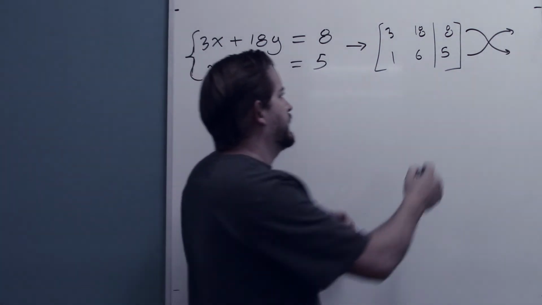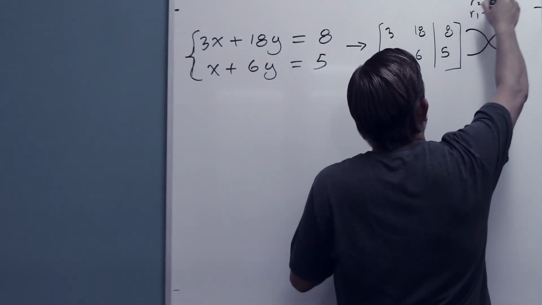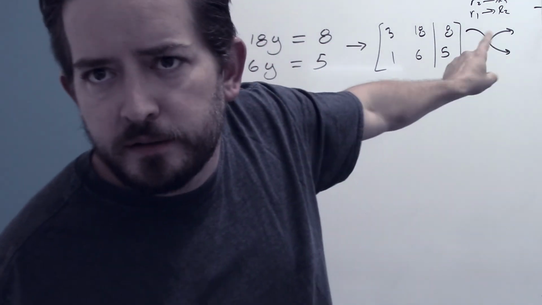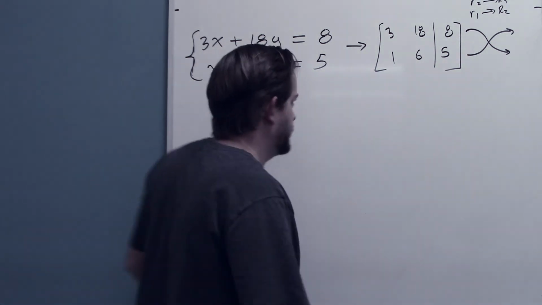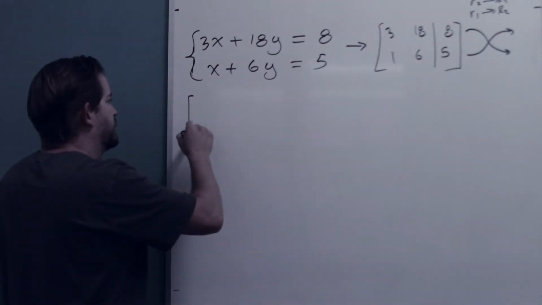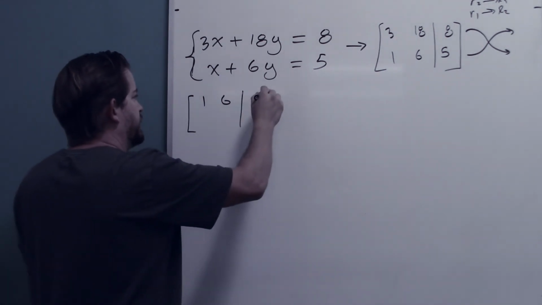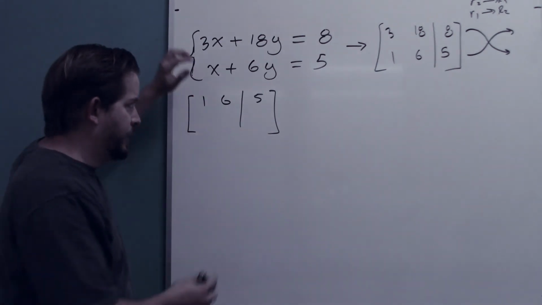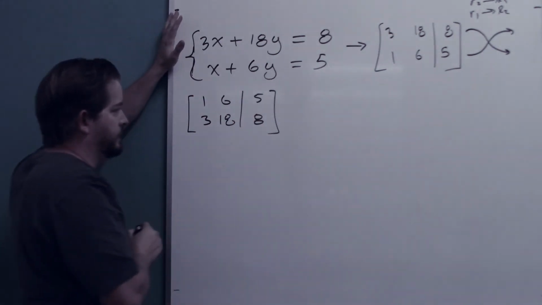Otherwise, you might see it like R1 becomes R2 and R2 becomes R1. But I like this little switcheroo symbol. It's pretty quick, pretty obvious what's happening. The top now becomes 1, 6, 5, and I didn't have to do any math, any arithmetic to get the 1 there. The bottom now becomes 3, 18, and 8, right?